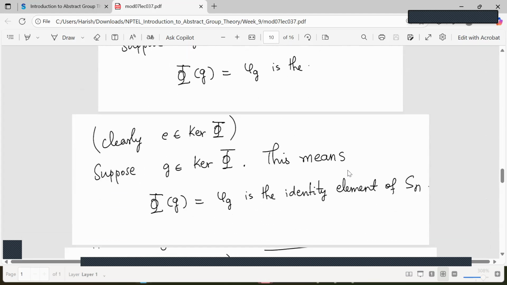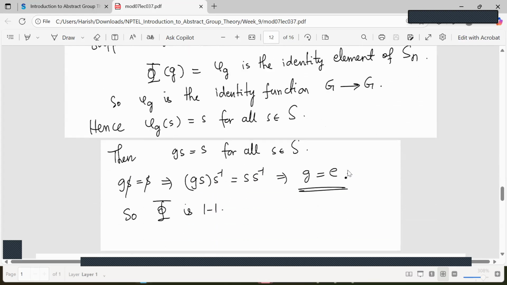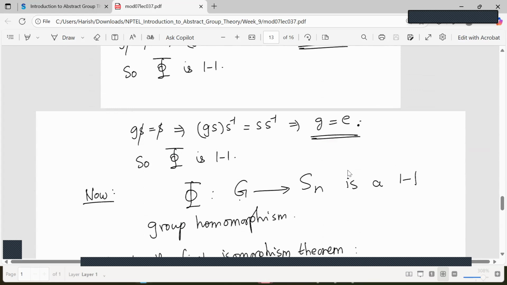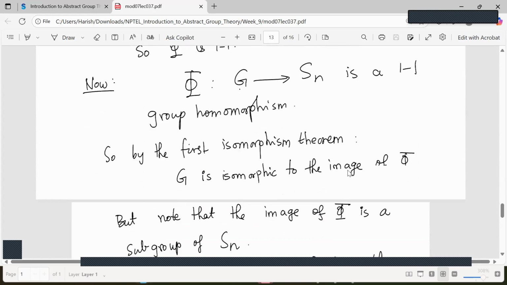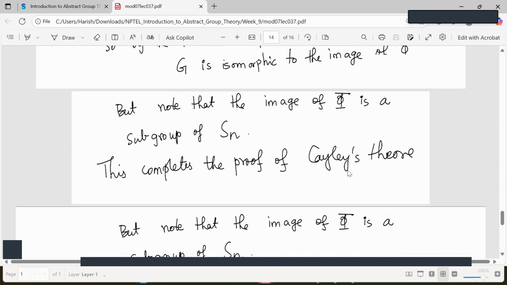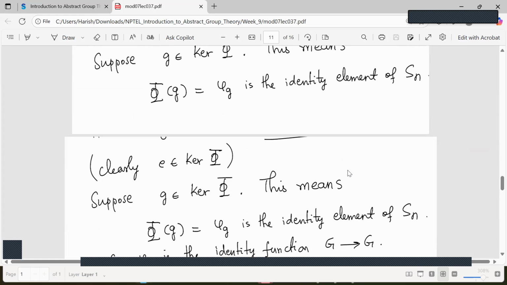And I think that should be right. Now they are telling more about the kernel. So what is the kernel here?